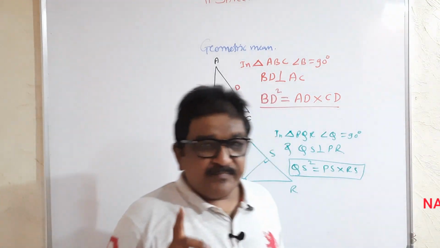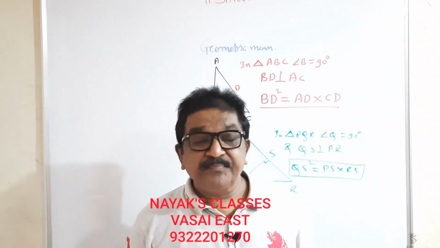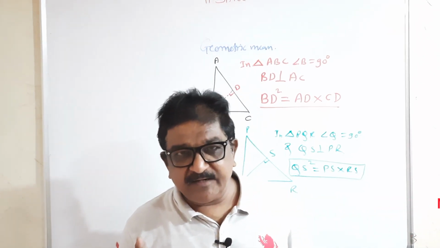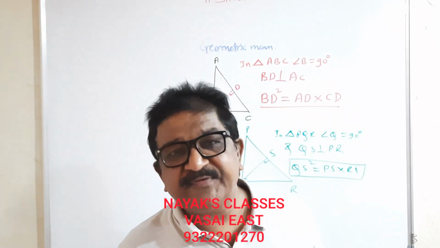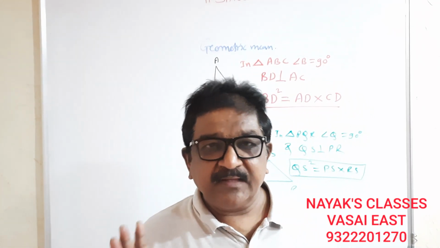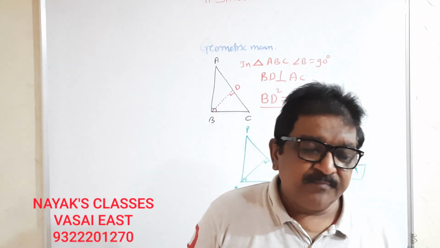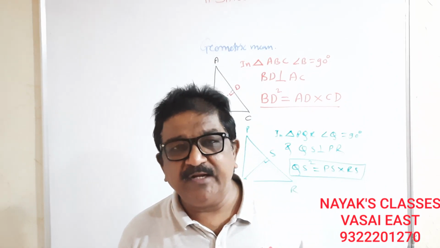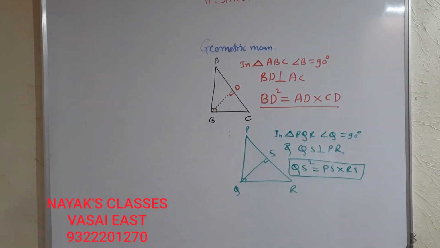So we have seen the Pythagoras theorem. Second is the Pythagorean triplet. Third is the 30 degree, 60 degree, 90 degree property. Fourth is the 45, 45, 90 degree property. And last is geometric mean. By using these, we are going to solve exercise 2.1. Let us see the examples.